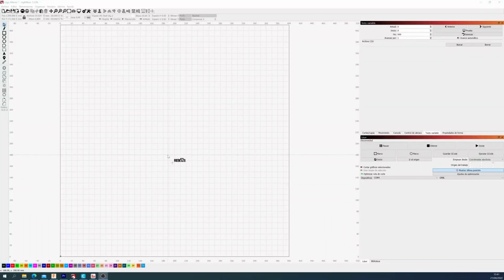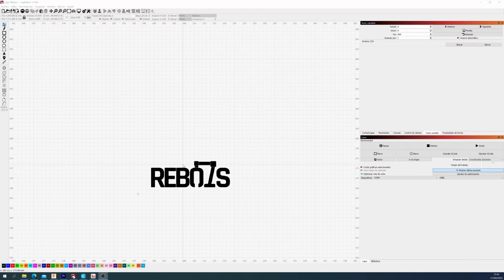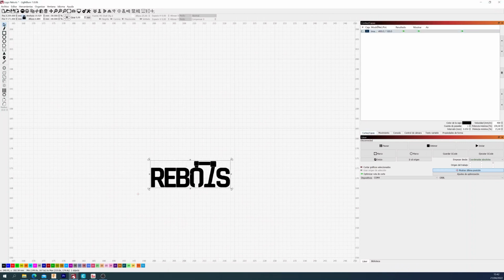In this video, we will talk once again about our laser cutter engraver, the Atomstack X7. We will be using Lightburn to carry out multiple tests on different metallic objects. In this example, we will use an image of our logo.